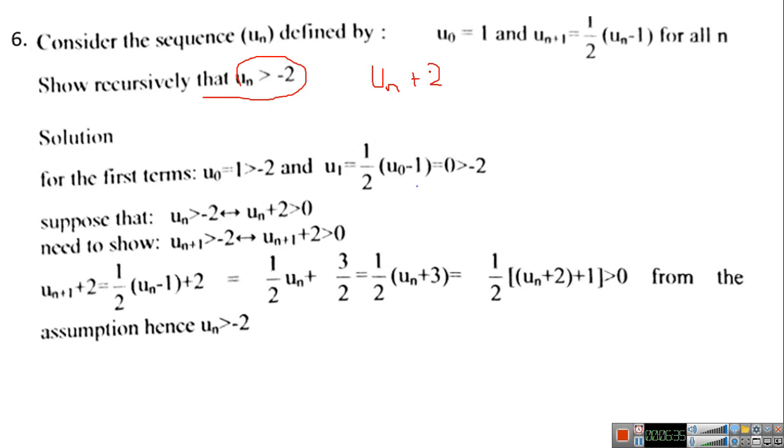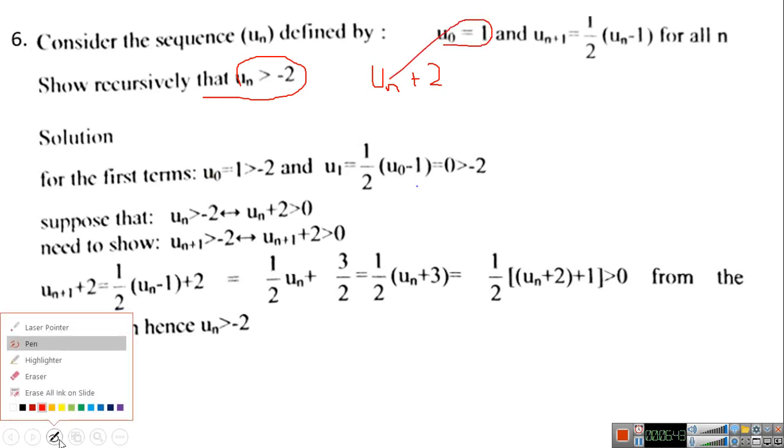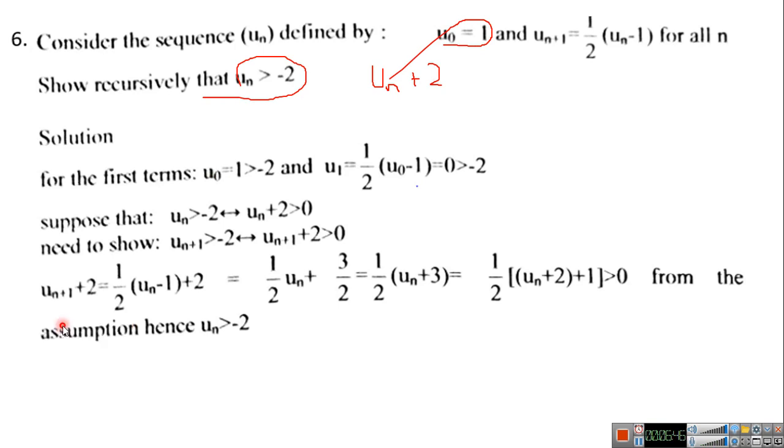This is an explicit. In recursive, no, you check it for the first terms. So you have u0 is 1. So u0, which is 1, is bigger than minus 2. Okay, you can check for another term, u1. If you want to do u1, you're taking here n to be 0, is half u0 minus 1. But since u0 is 1, it's 0. 0 is bigger than minus 2. Enough. You are obliged to do these.